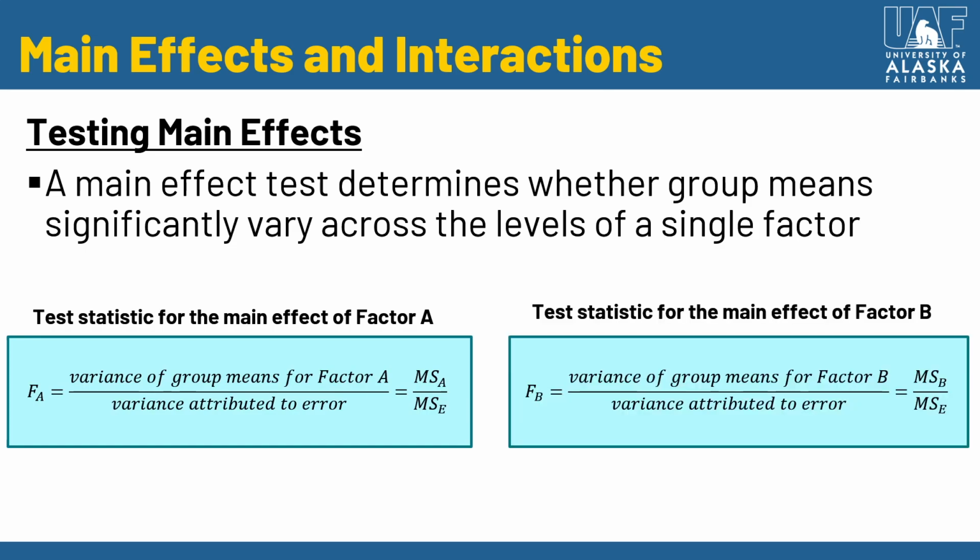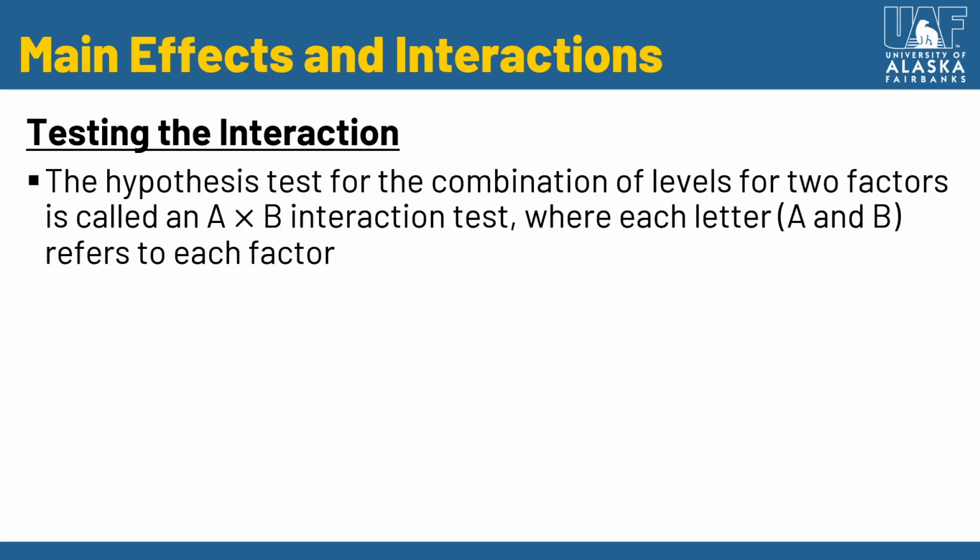So same equations as always, just slightly different notation. In this case, it's the variance of group means for factor A over variance attributed to error, right? But again, it's the same basic concept we've been doing. The interaction is where that multiplication comes in, so A times B.